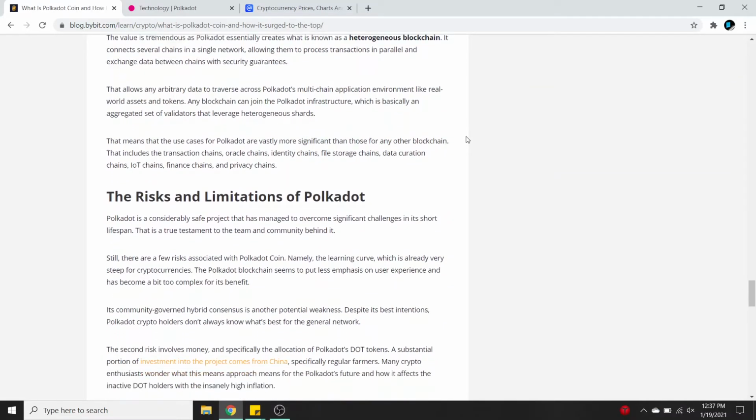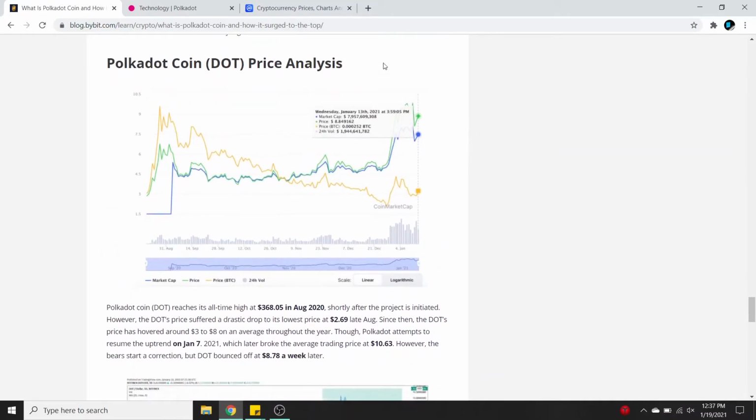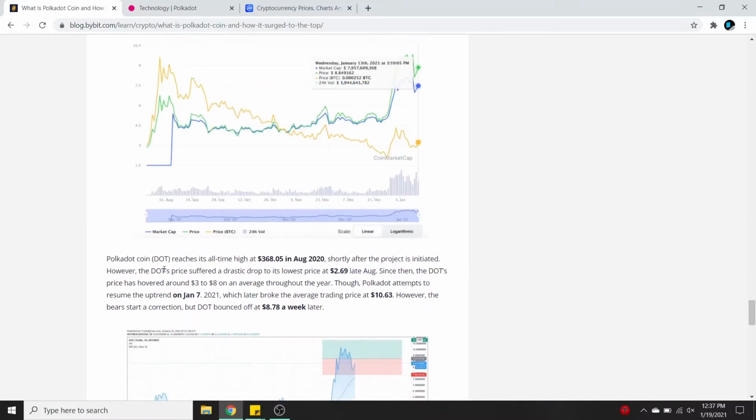Now let's talk about the prices of Polkadot coin, how it's been in the past, and see where it's at. Polkadot coin reached its all-time high at $368.05 in August of 2020, shortly after the project was initiated. However, the DOT's price suffered a drastic drop to $2.69 in late August. Since then, the DOT's price has hovered around $3 to $8 on average throughout the year, though Polkadot attempted to resume the uptrend on January 7, 2021, which later broke the average trading price at $10.63. However, the bears started a correction, but DOT bounced off at $8.78 a week later.